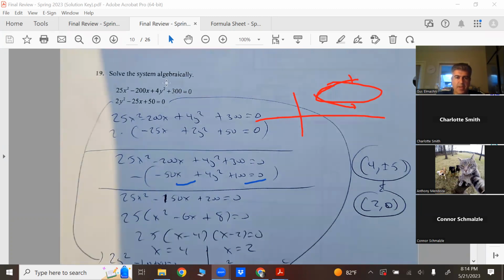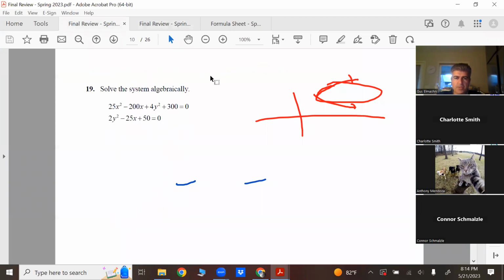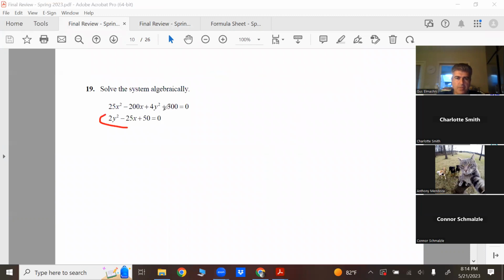I mean, I could do it from scratch if you guys want me to. It's really simple. Just multiply this one by 2. So it becomes this 4y squared. And up top, I'll repeat it. I'll rearrange it so things line up nicely.